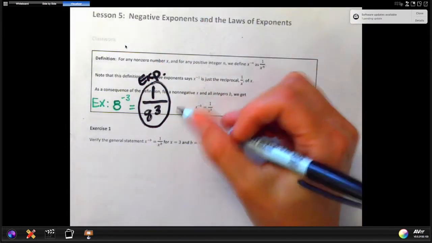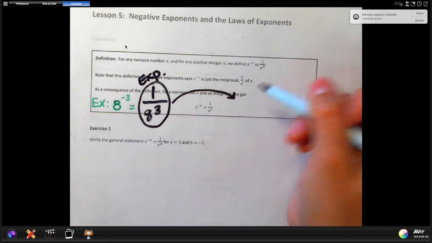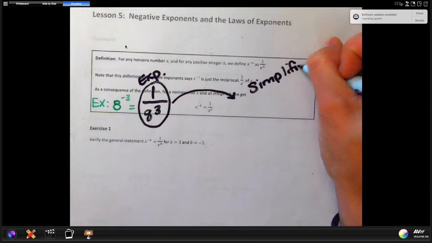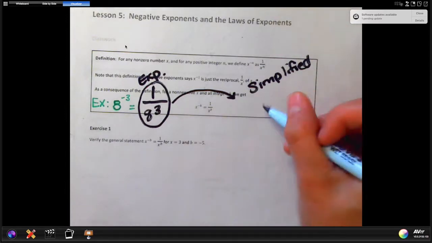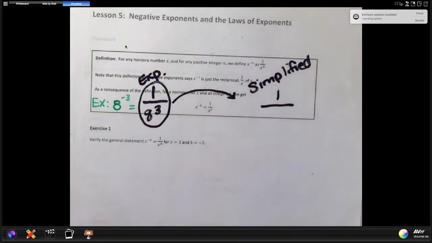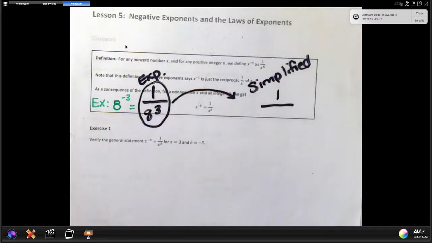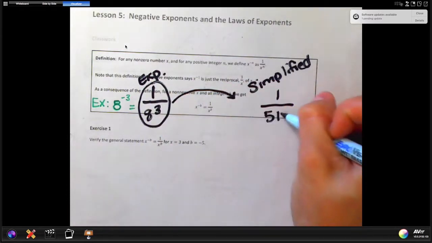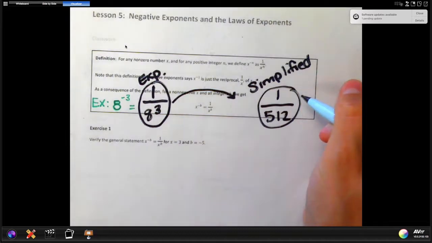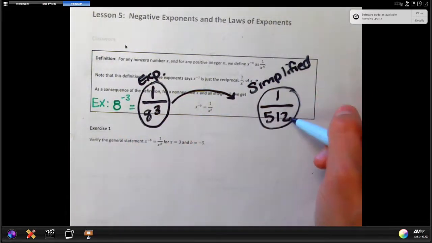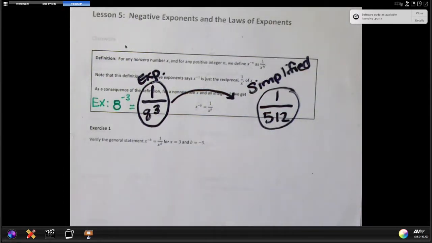Now, we can also ask for simplified form, and what that means is that we will simplify it further. It would be 1 over, and then we will use our calculator to do 8 caret 3 and get 512. So 8 to the third power is really 512, and this is our simplified form. So 8 to the negative third power is really 1/512. We're going to use this method as we go through today.